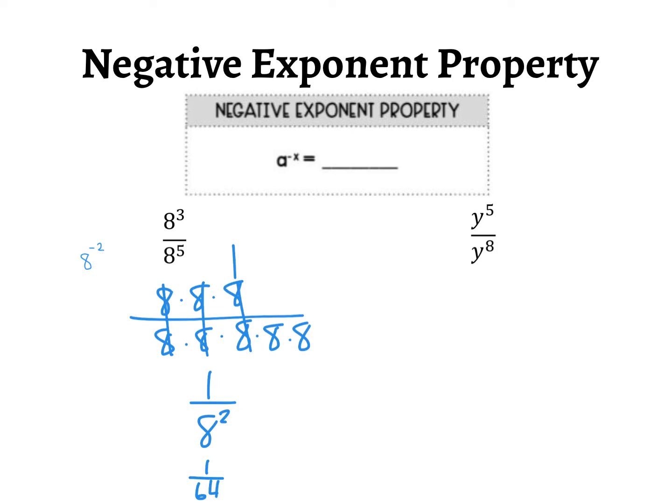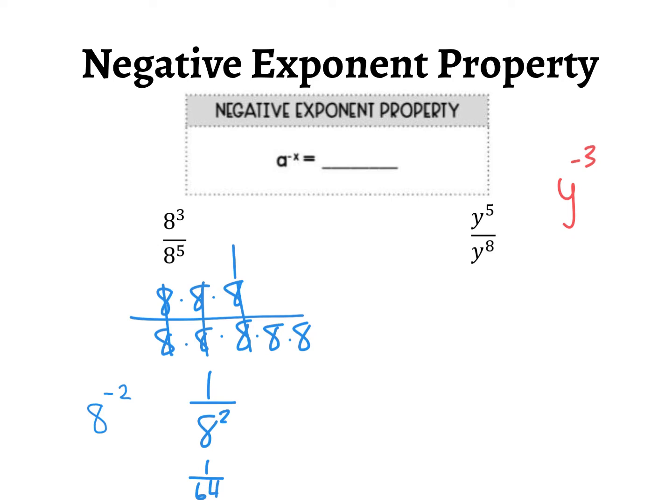Okay, so this value that we looked at earlier, 8 to the -2, is really the same thing as saying 1 over 8 squared. Notice how the negative exponent got flipped over as a fraction and became a positive number. Let's try it again over here and see if that's a property that's happening. So if we subtract the exponents, we know we're supposed to get y to the -3. 5 minus 8 is -3.